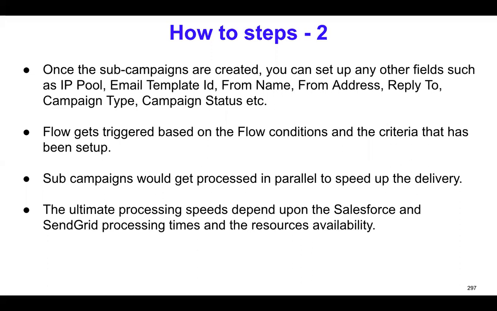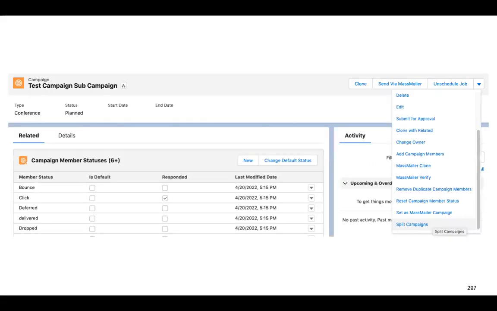Okay? So that's how you would go through the steps to run this campaign. I'm showing some screenshots here. As you can see, this is a campaign screen. I've not shown the details page, but just assume that it's a MassMailer campaign. And then there's a button called split campaigns, as you can see, the action. So that's the one that you're actually going to use.